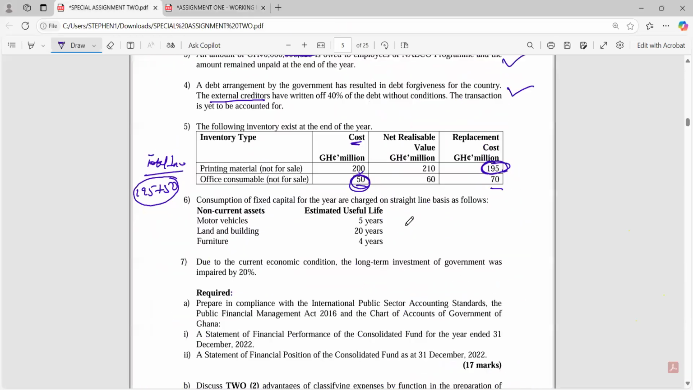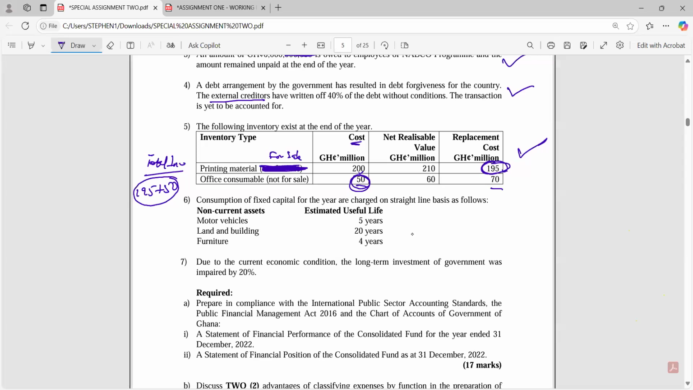This is what I want to show you. Assuming they said this is for sale. Assuming they said printing material for sale. They wrote for sale. It will be the lower between the cost and the net realizable value. That also. Yes. It will be the cost.